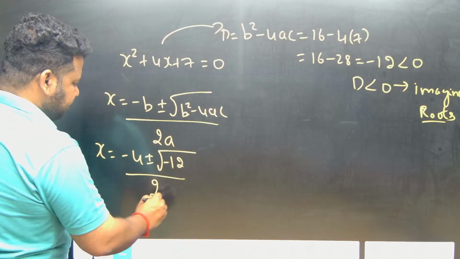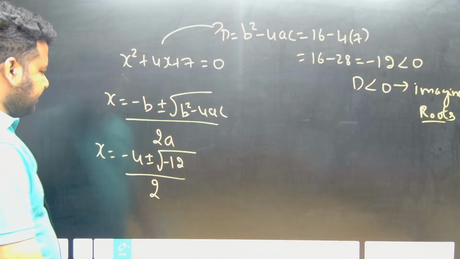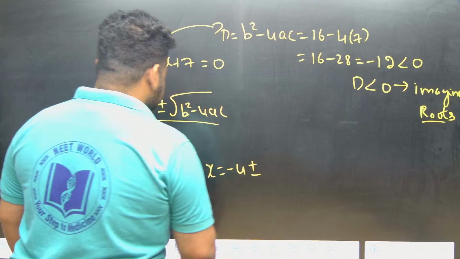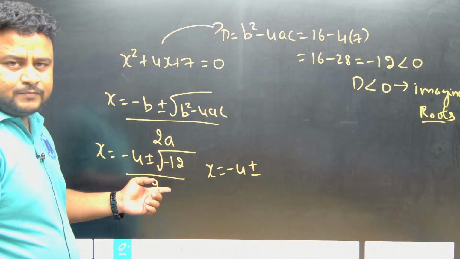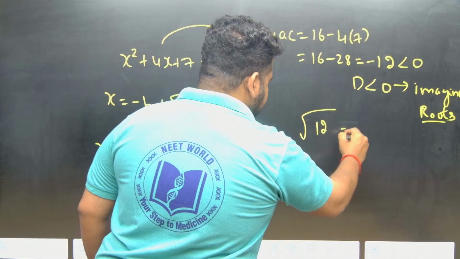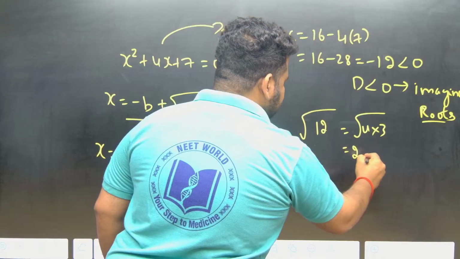2a means it is just 2 into 1. This is what we will be having. Now minus 12, I can simplify it. What I can do here? X is equal to minus 4 plus or minus. So 12 can be written as what? 4 into 3. So square root of 12 can be written as square root of 4 into 3. So square root of 4 is 2. So 2 root 3 I can write it.